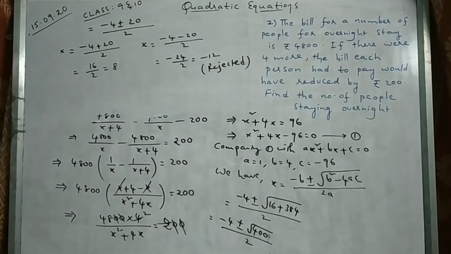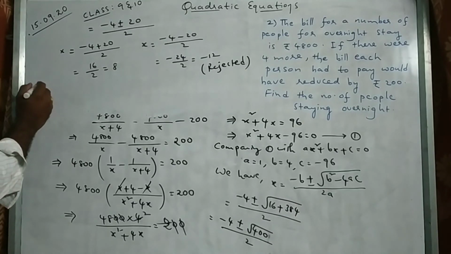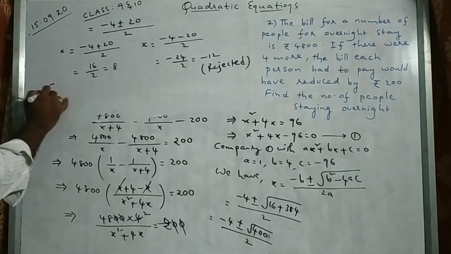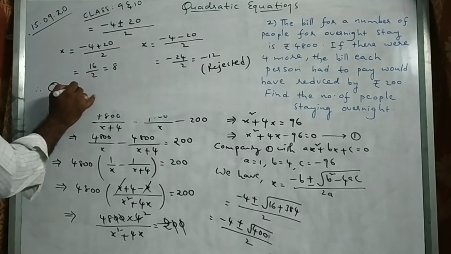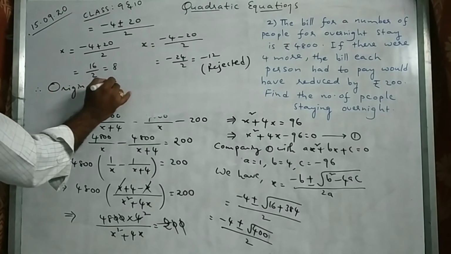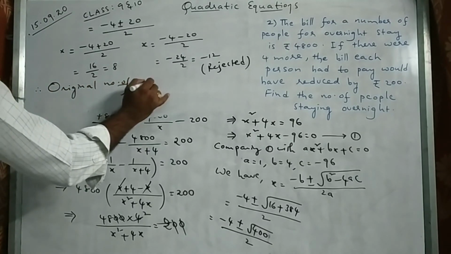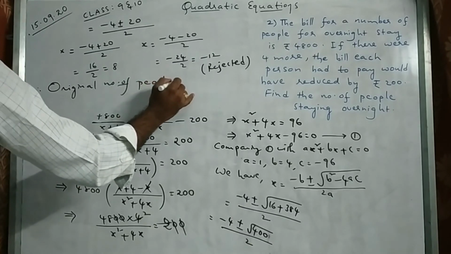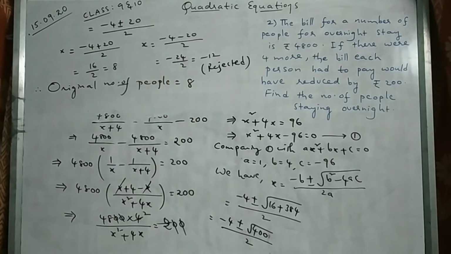So what is my answer here? Therefore the original number of people, how many are staying there? 8. That is the end of solution. Okay.